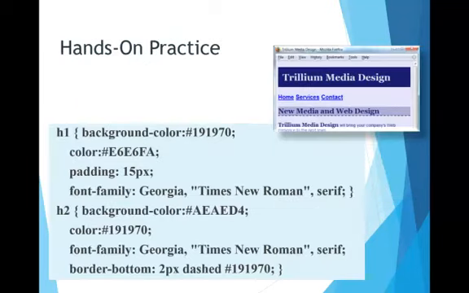So here, what we want to do is configure our H1 to have a background color with 15 pixels of padding, and our H2 to have a bottom border of 2 pixels dashed. You can see that this is the CSS for that, and as it displays on the web page, you're going to have these lines here.